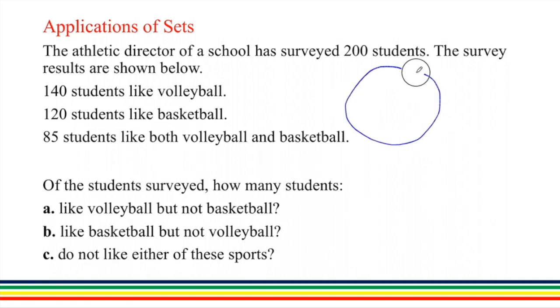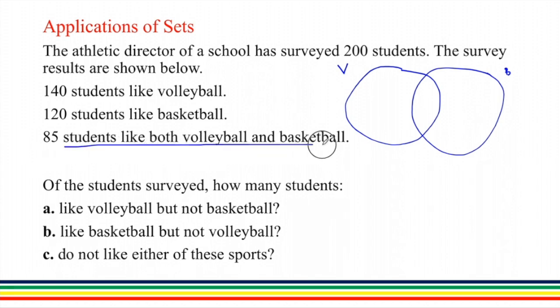So first, let's make this the set of the students who like volleyball. Then, the set of the students who like basketball. Take note that 85 students like both volleyball and basketball. So therefore, this number should be on the intersection of the two sets. So we should have an 85 here on the intersection of B and V.